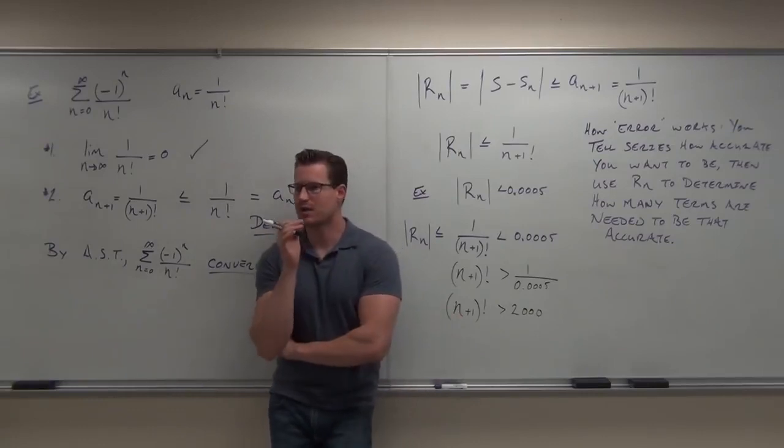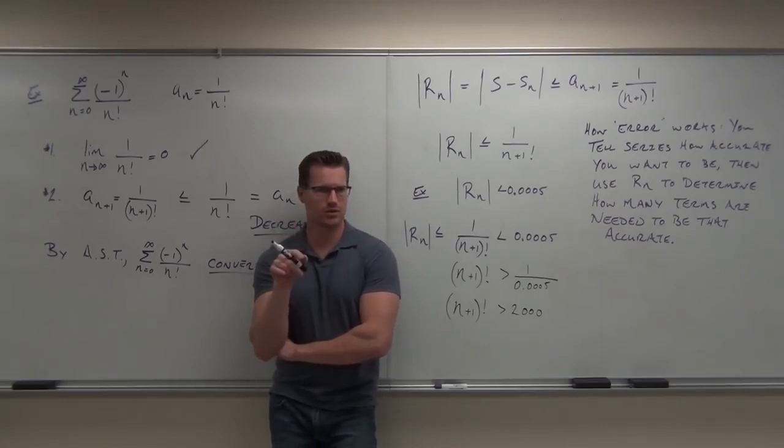If I plug in n equals 1, is that enough? No, because that's 2 factorial. If I plug in 2, is that enough? No. That's 3 factorial. That would be 6. 6 is not more than 2,000.